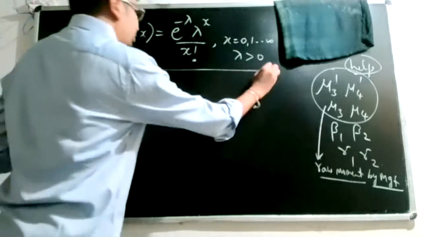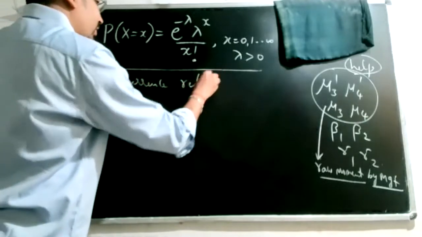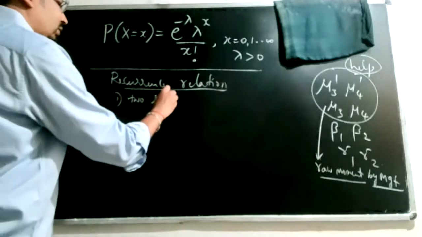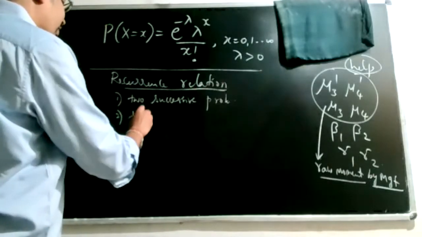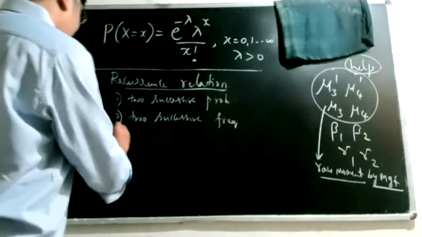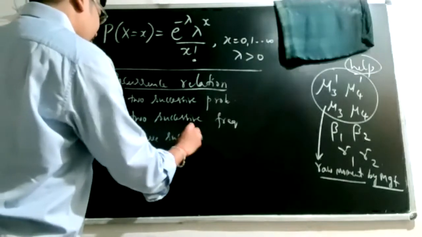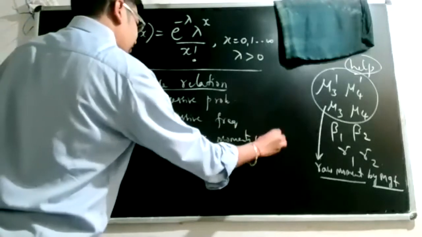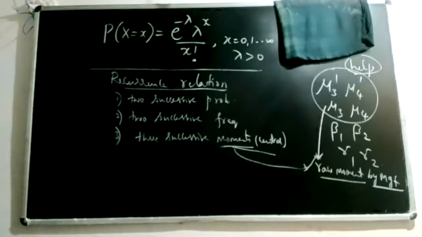Now today we'll look into what are called the recurrence relations. There are quite a few relations between probabilities as well as, say, the frequencies and then also moments. Two successive frequencies, and then we can talk about three successive central moments. Now this will also help you to obtain your beta 1, beta 2 easily.